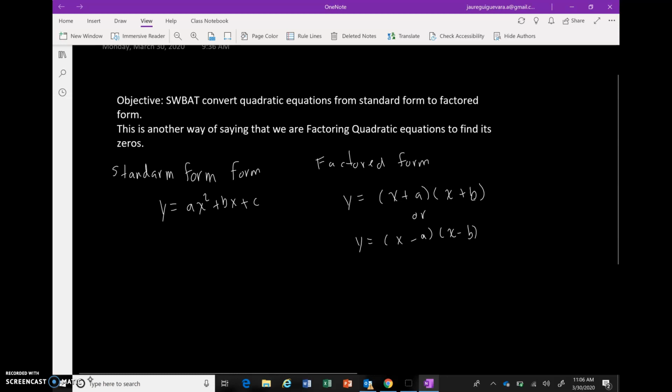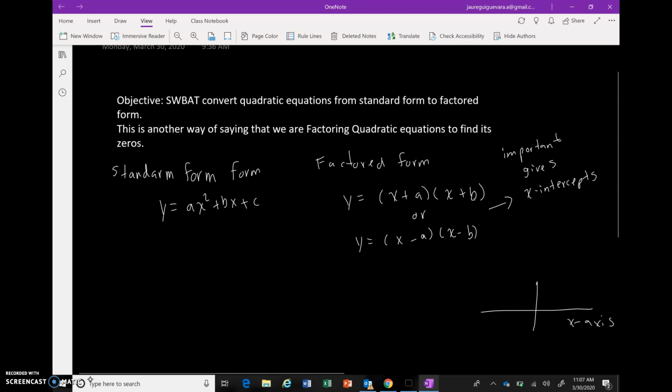And the interesting thing about factored form is that it actually shows you x-intercepts. In this case, it's important because it gives x-intercepts. And if you recall, x-intercepts are where your function touches your x-axis.